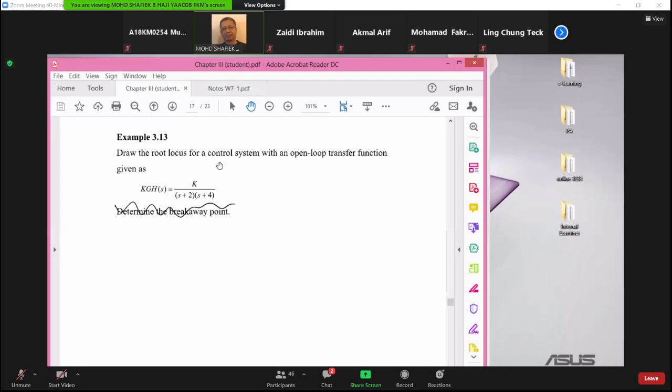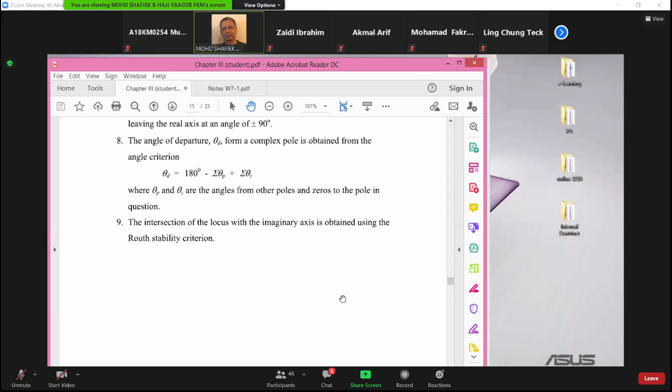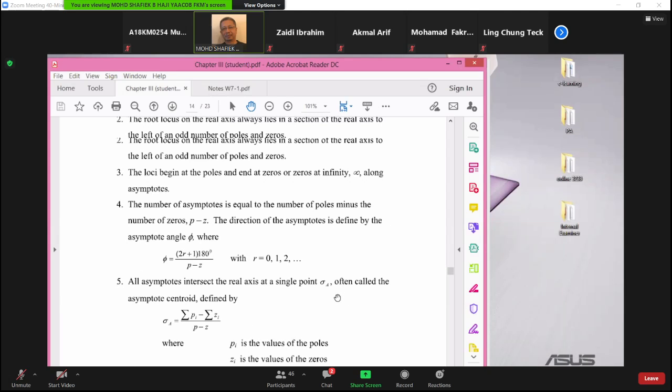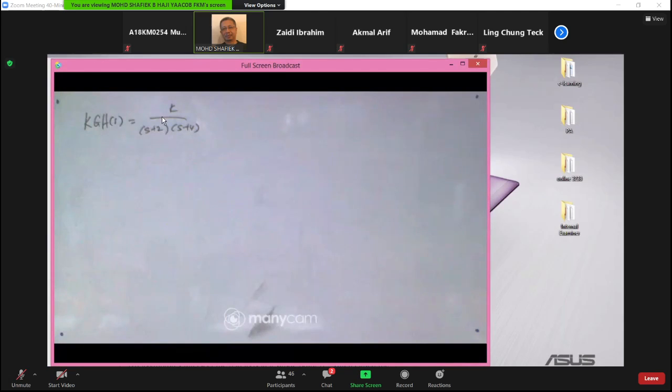Draw the locus for a control system with an open loop transfer function given as K divided by (s plus 2)(s plus 4). It is already written in zero-pole format. Now let's go to our 9 steps of drawing the root locus diagram. Okay, so the first step here says to locate the poles and zeros of the open loop transfer function. Okay, so there's no zero. There are two poles, at -2 and -4.